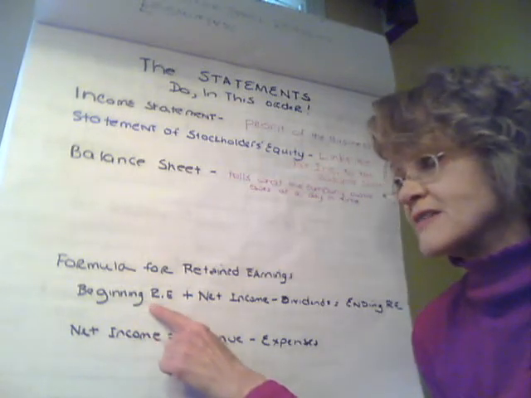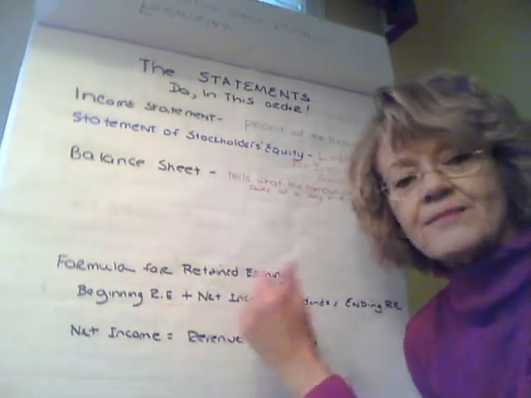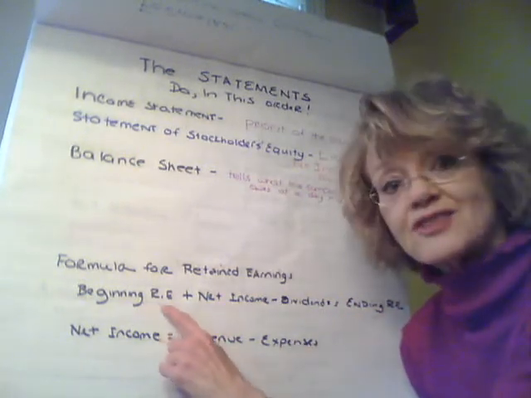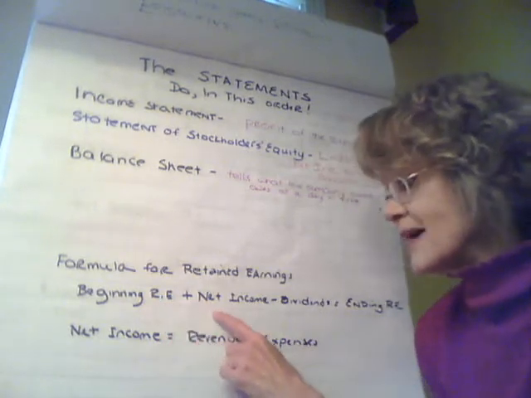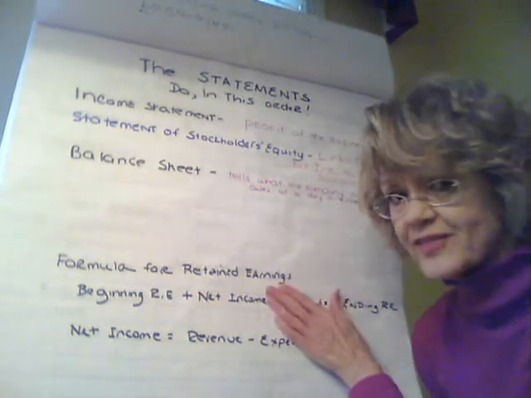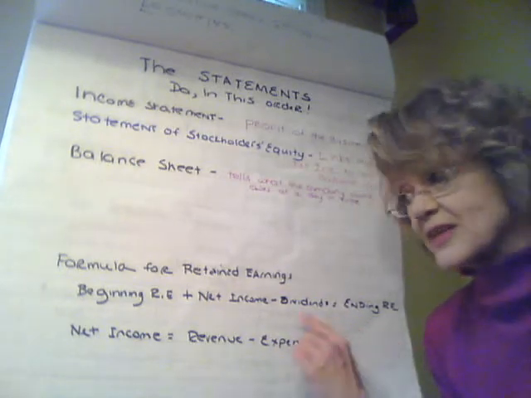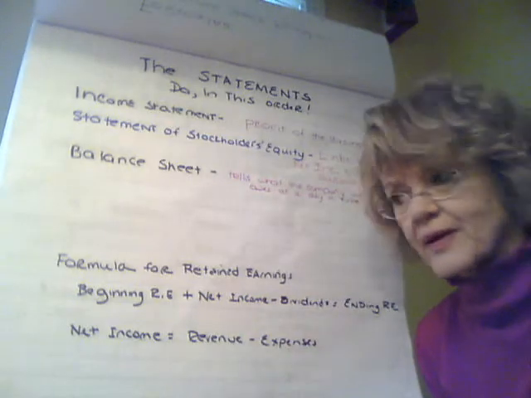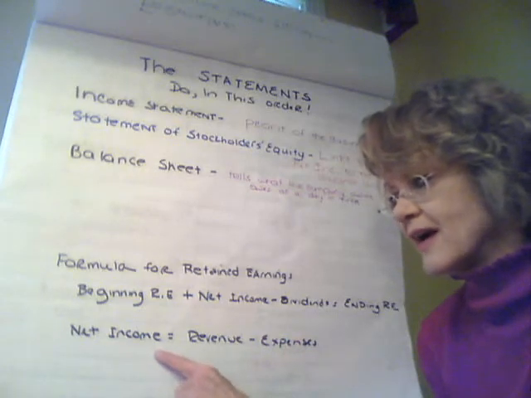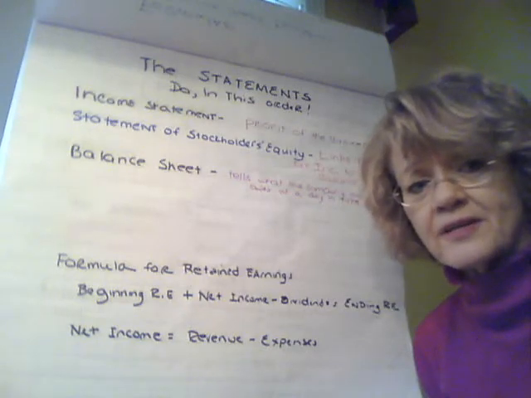The formula for retained earnings is beginning retained earnings. Now where would you get beginning? From last period. So if you were in business last year, this came from last year's ending retained earnings, plus the net income for this period, minus any dividends. Remember, you don't have to give dividends, but if you do, that will equal your ending retained earnings. The other formula I want you to remember is net income is equal to revenue minus expenses. And you'll be doing that quite a bit on the income statement.